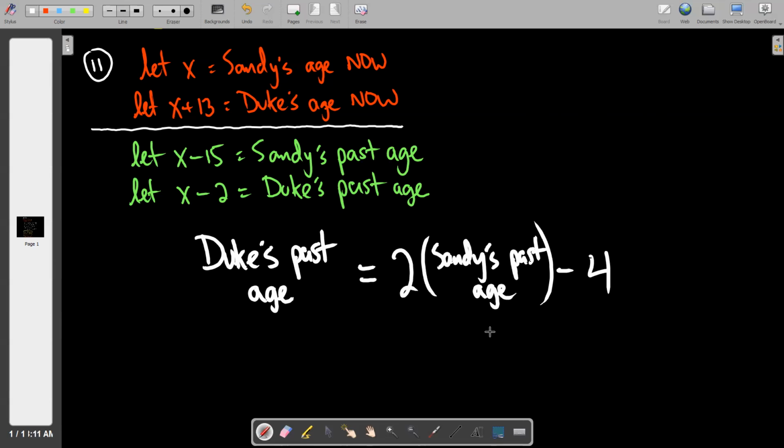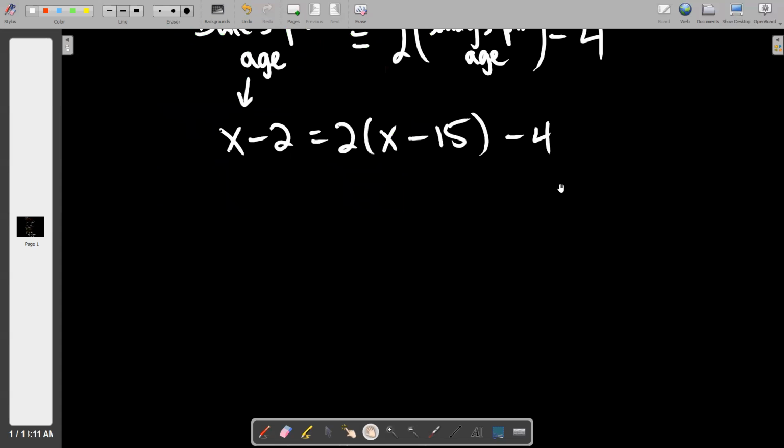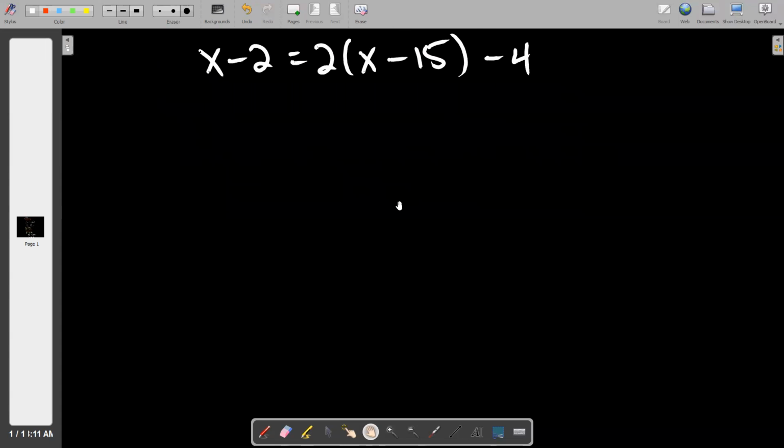And now I'm going to put stuff in place of words. Where it says Duke's past age, what am I going to change that into? Right? And then I'm going to put 2, and then I'm going to put parentheses. And what am I going to put in place of Sandy's past age? Right? And step 2 is officially complete. Step 3 by November 9th, today should be an absolute walk in the park. We're distributing, combining like terms, things we have done hundreds and hundreds of times.